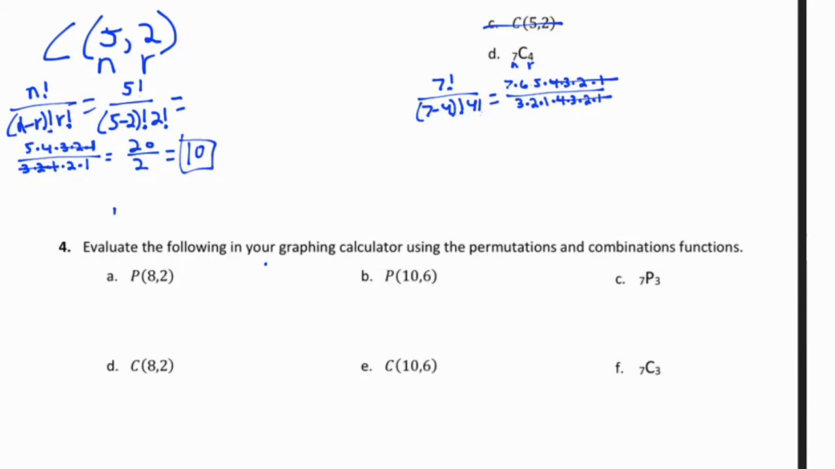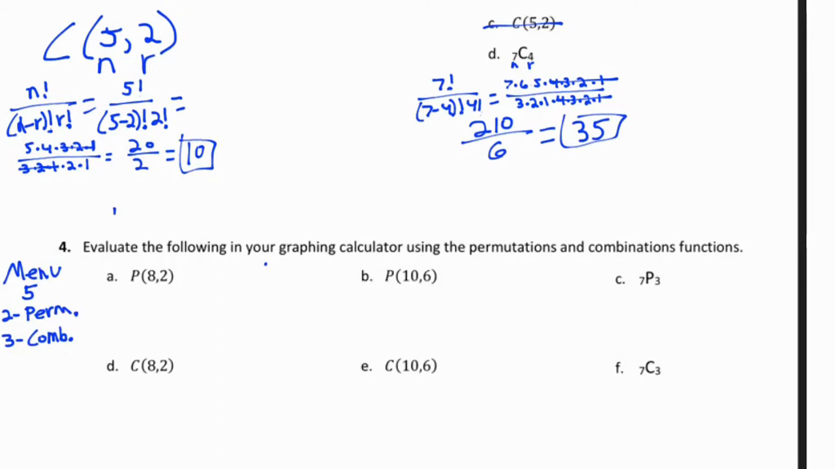So 7 times 6 times 5 is going to work out to be 210. 3 times 2 times 1 is 6. 210 divided by 6 is going to be 35. So that means there are 35 different combinations that we can use with these 2 numbers.